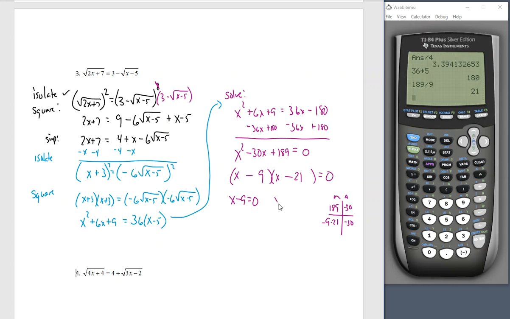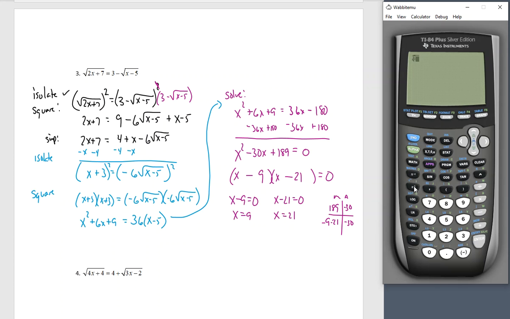x minus 9 equals 0. x minus 21 equals 0. x equals 9. x equals 21. I'm not circling yet because I want to put these back in. And I'm going to let my calculator do the work on this because I did a lot of work by hand, and I want to make sure that this works out for real.